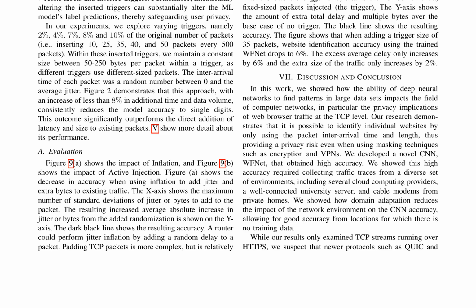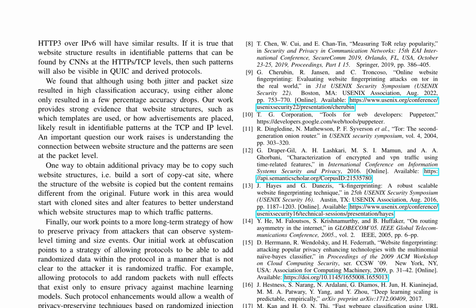The study's findings are relevant not only for TCP streams running over HTTPS but also for newer protocols like QUIC and HTTP/2. The research paper explores the concept of website fingerprinting, where identifiable patterns in website structures can be detected at the TCP and IP levels using machine learning models. The authors found that using both jitter and packet size resulted in high classification accuracy, while using either alone resulted in a few percentage accuracy drops.